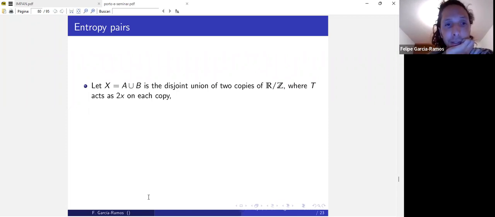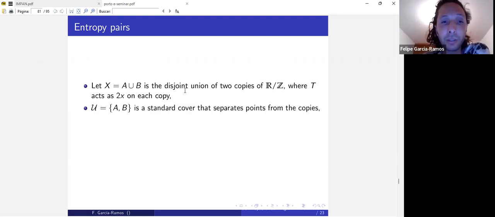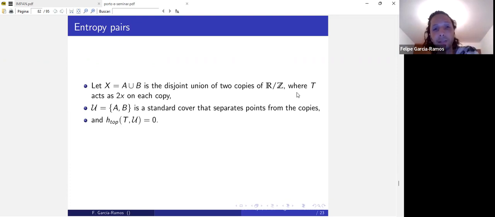Okay, so here's an example. Take a disjoint union of the circle, so we have 2 circles, and we have the doubling map on each circle. And AB is a standard cover that separates points. This cover has 0 entropy because there's no interaction between A and B, because these are 2 separate covers.